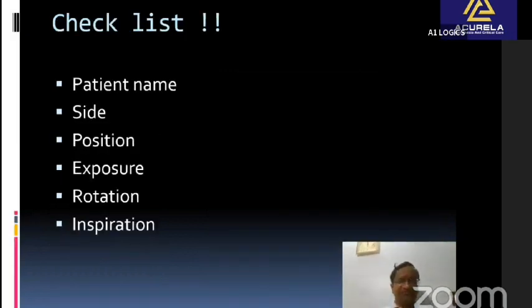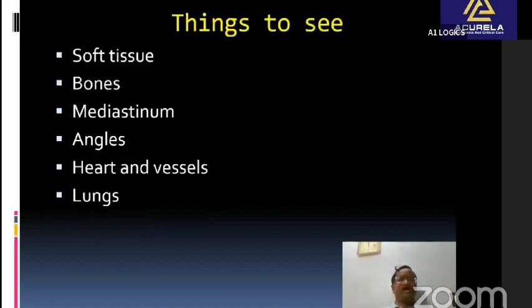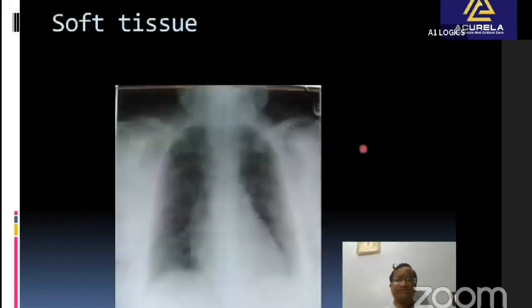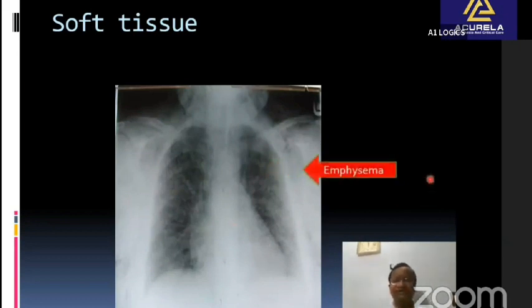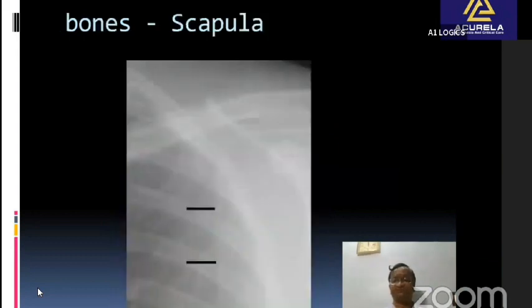So we have got patient name, side, position, exposure, rotation, inspiration or expiration. Now, what are the things to start from? Soft tissue, bones, mediastinum, angles, heart and vessels, and lungs. Go methodical, otherwise you'll miss many things. For example, if you have looked only at the heart and not exactly at the lungs, you will clearly miss this beautiful emphysema here. So go methodical, right from the soft tissue.